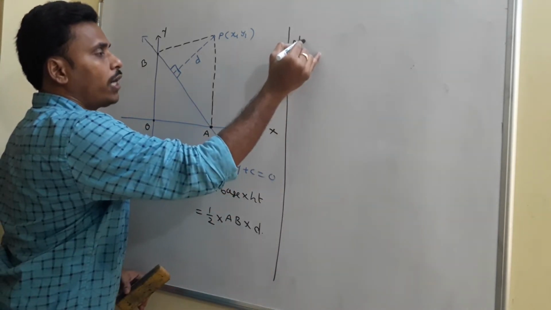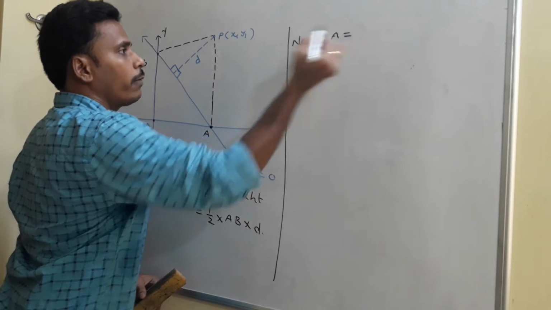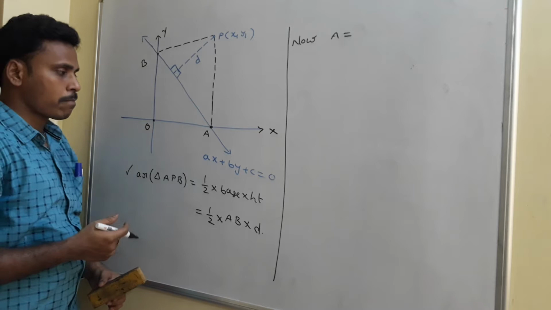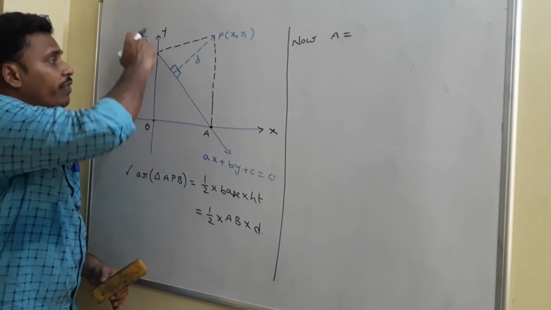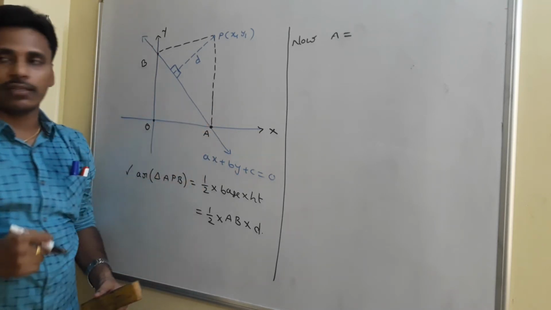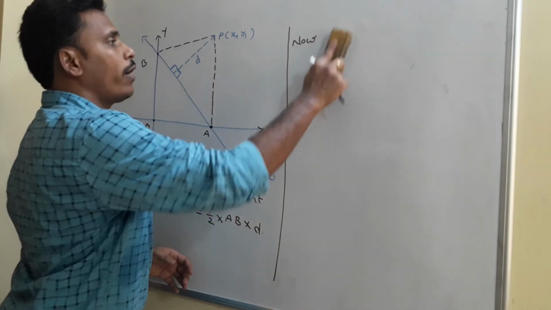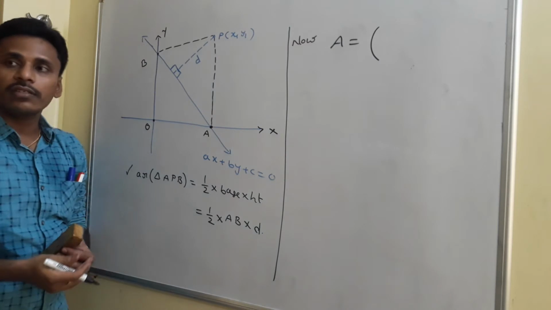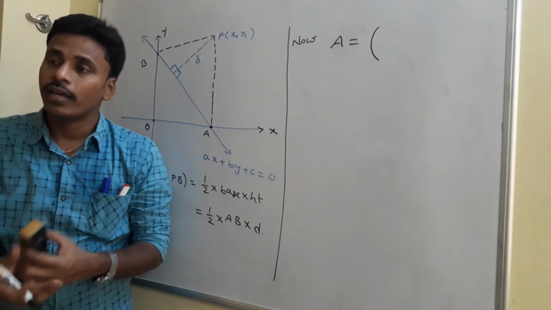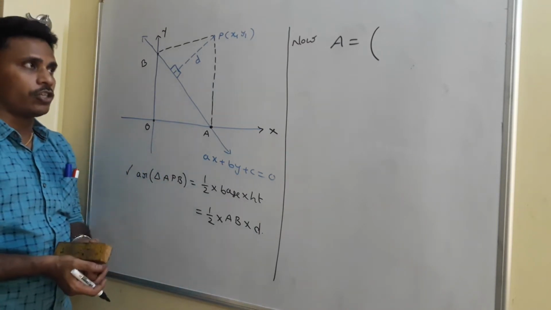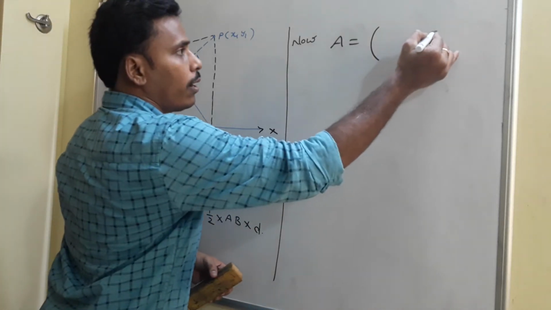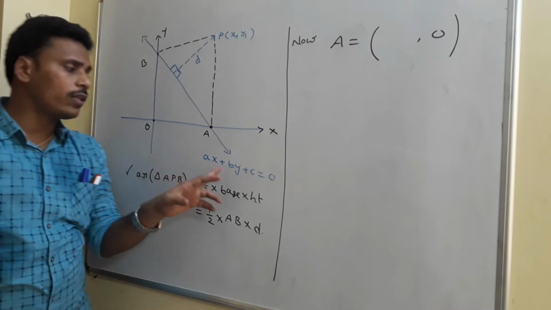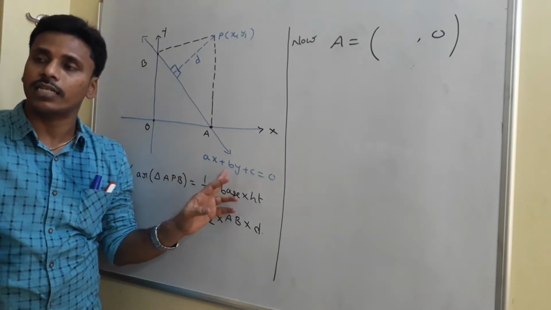Now, what do you say about the coordinates of A? What are the coordinates of A? See, A is a point on the line as well as on the x-axis. Since A is a point on the x-axis, its y coordinate is 0 for sure. So you need to make that y as 0, in the equation ax plus by plus c is equal to 0.